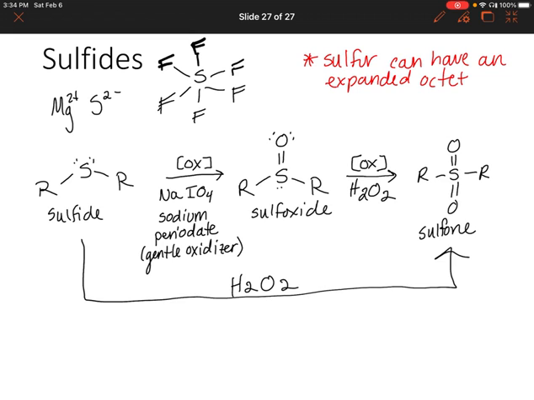All right, and that's really all I had on thiols and sulfides. Again, they can be really useful, and we saw the example of disulfides, which hold amino acid chains in a particular position. But really, this chapter focused more so on ethers and epoxides.